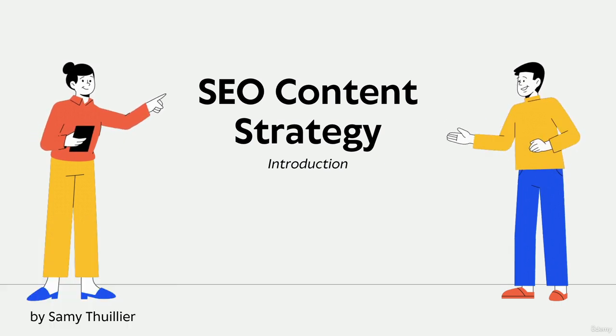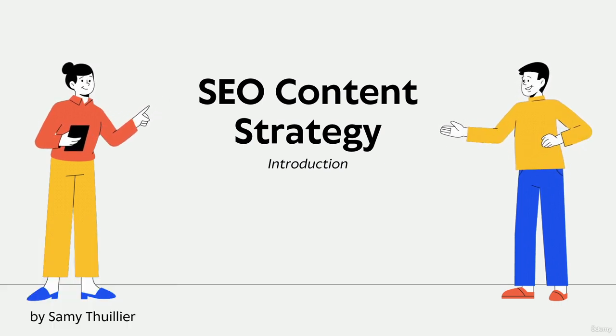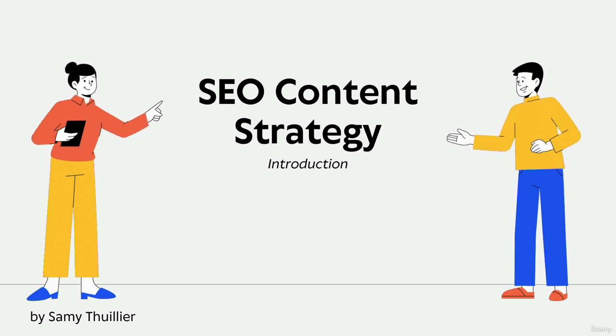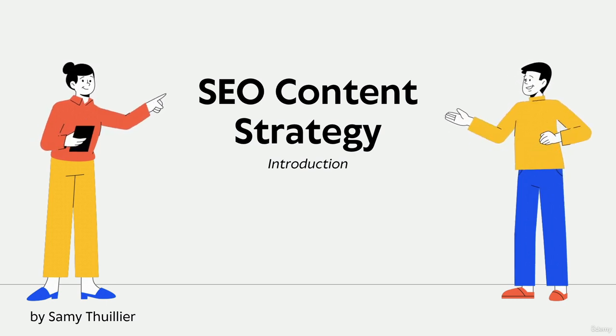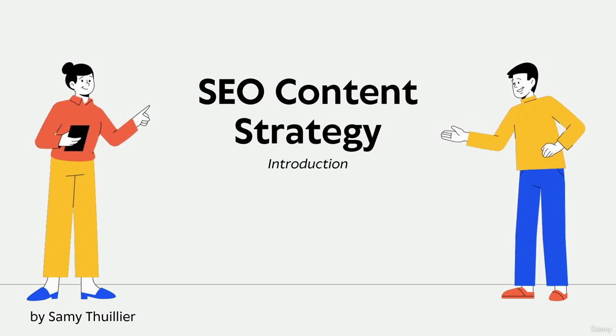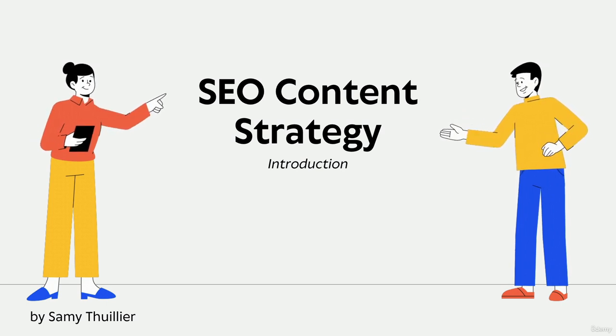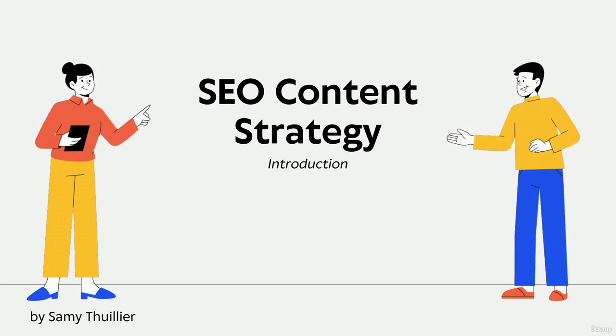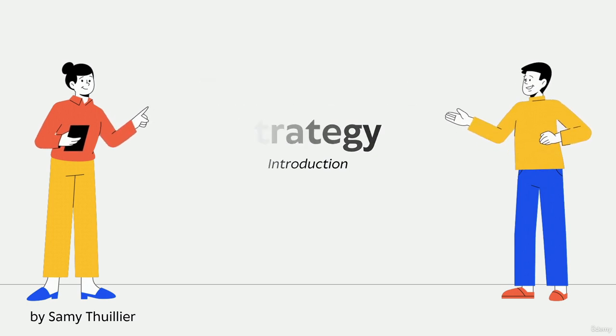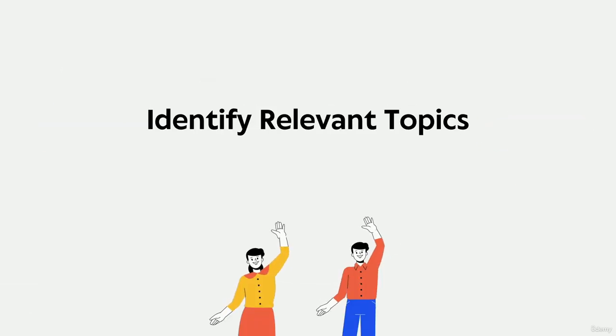Let's do this. A well thought out content strategy is the backbone of effective SEO. So we're not just going to talk about topics. We're going to learn how to plan content that resonates with your audience and search engines. Our first step will be to identify relevant topics for our audience. And ideally, we want topics with high SEO value.